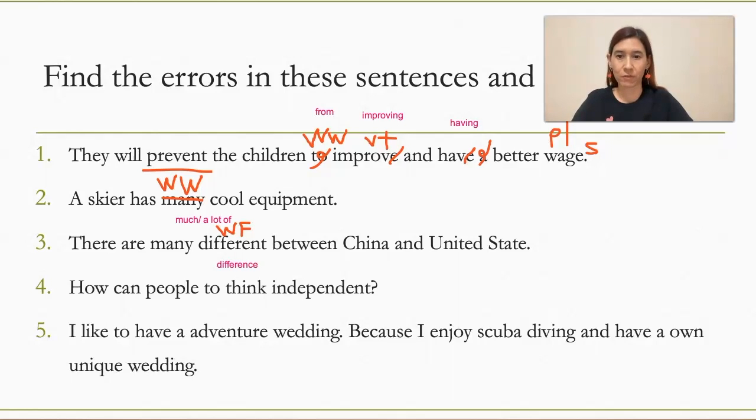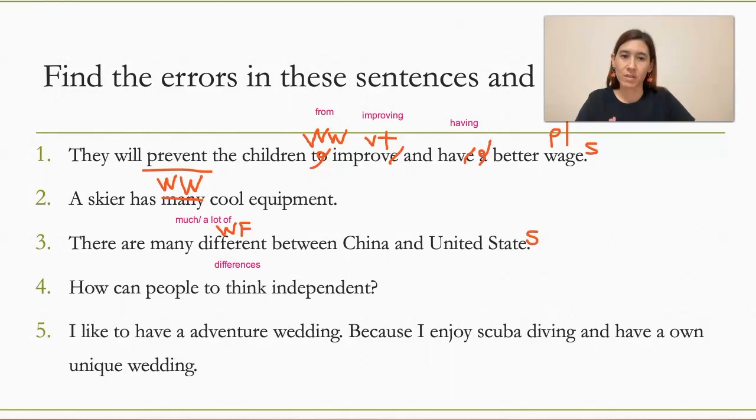You should have said difference here, because we say many, add your S. There are many differences between China and United States. What is wrong with United States? There's more than one state, right? So we need to pluralize this. It always has an S on it. And this is a common mistake.